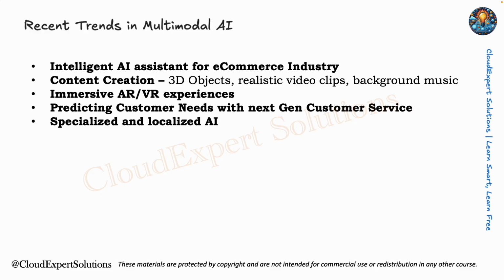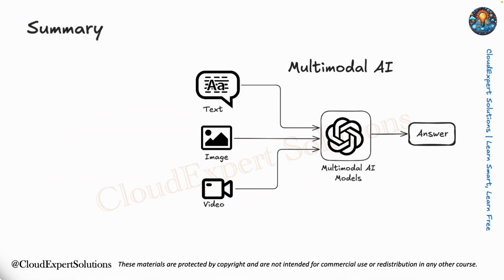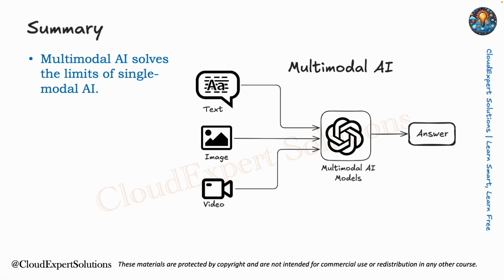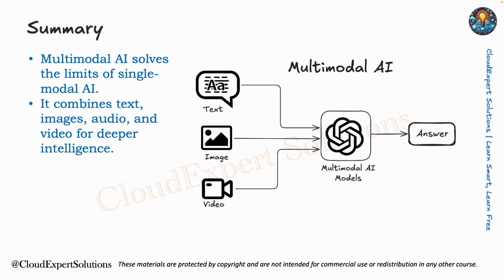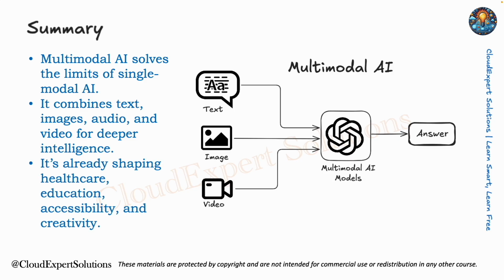So overall, the trend is clear. Multimodal AI is becoming more human-like, more creative, more immersive, more useful in real industries, and more powerful and private with on-device AIs. So to wrap up, multimodal AI solves the limits of single-modal AI. It combines text, images, audio, and video for deeper intelligence, and it's already shaping healthcare, education, accessibility, and the media industry. Multimodal AI is the future of human-AI interaction.